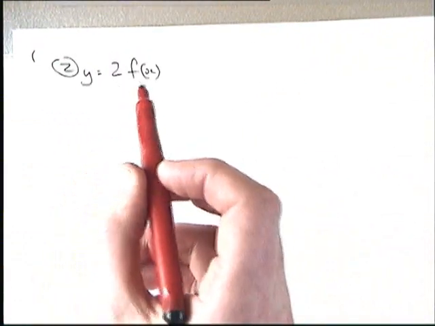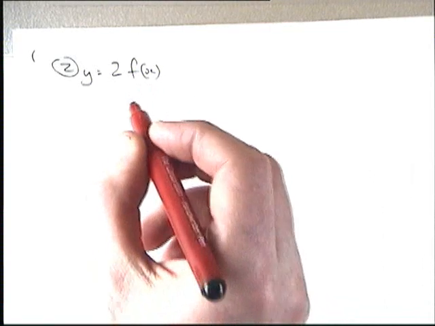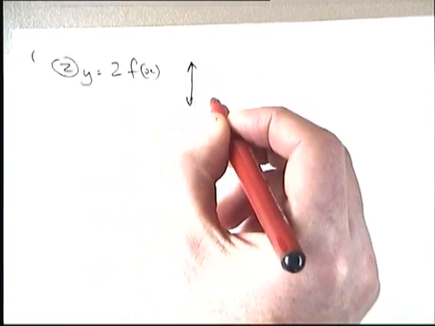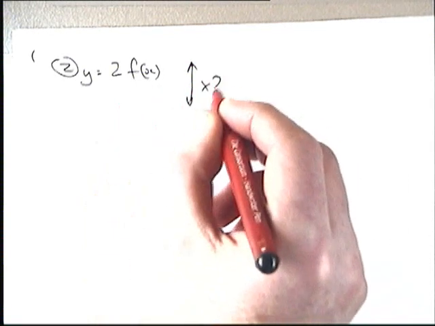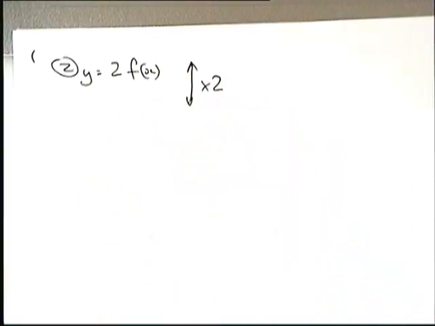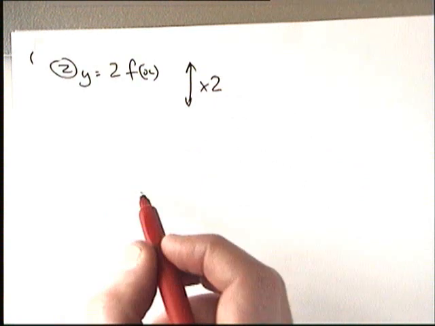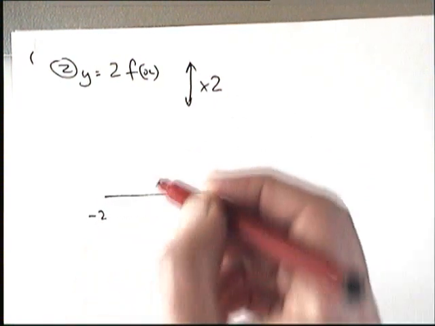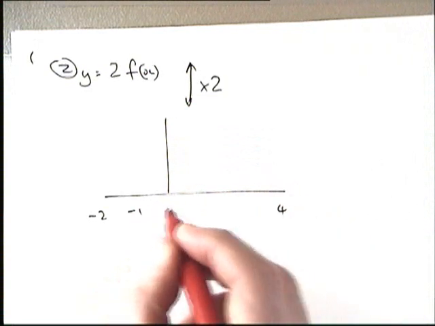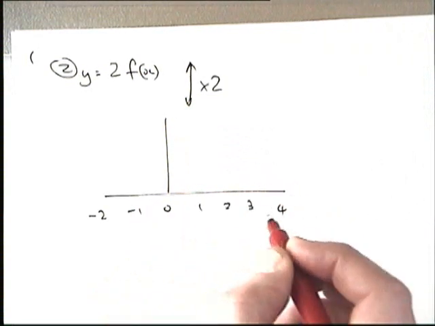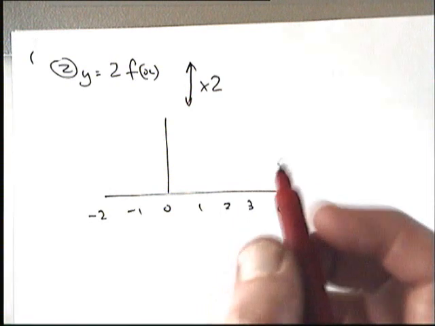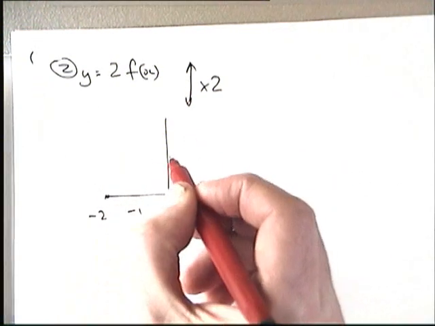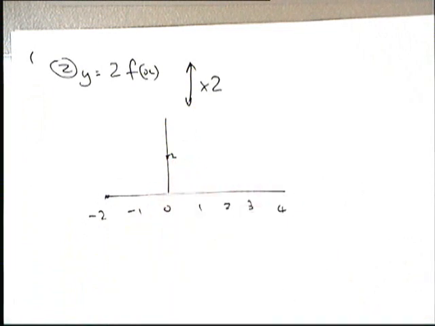If there's a 2 in front of an f of x, that just means that the graph has been stretched vertically by a scale factor of 2. So when we come to do our sketch, we need to go from -2 to 4. So I'll put my numbers in. The graph that we were given went from there to the point 2 on here.